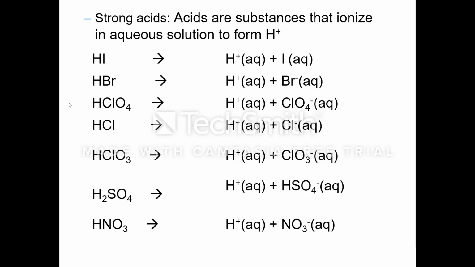Go through this list of our strong acids, or the strong acids that we'll talk about in this course. We have hydroiodic acid, hydrobromic acid, perchloric acid, hydrochloric acid, chloric acid, sulfuric acid, and nitric acid. These are the 7 strong acids that you need to commit to memory.